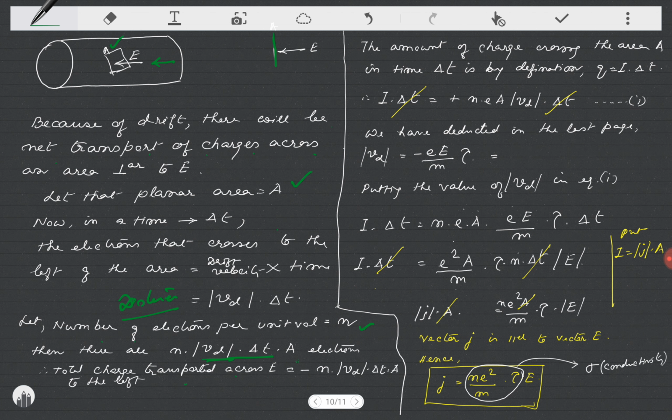So the total charge transported across the area is equal to minus n Vd del t dot e dot A. Since the electron is negative, it is taken as minus. The amount of charge crossing the area in time delta t is by definition equal to I into t, here t means del t. So I into del t gives you the value of q. Now from here we have the total charge q equal to minus n Vd del t e A. Yes or no?